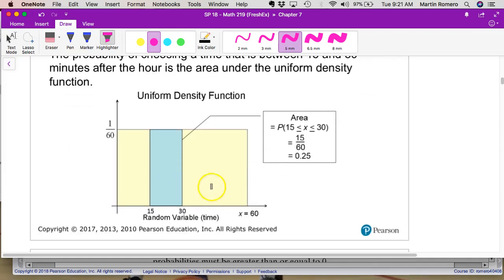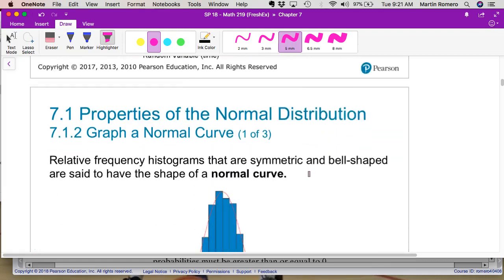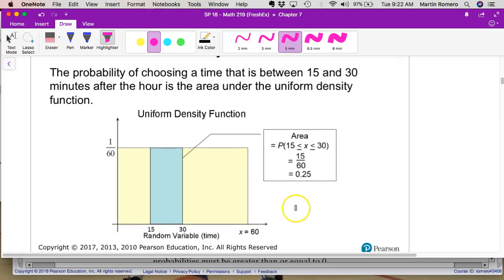And this is what we actually were calculating, probability. And we saw that this was 15 here, this was 1/60th, and so then you got that area of 0.25. And so that's what we were talking about.